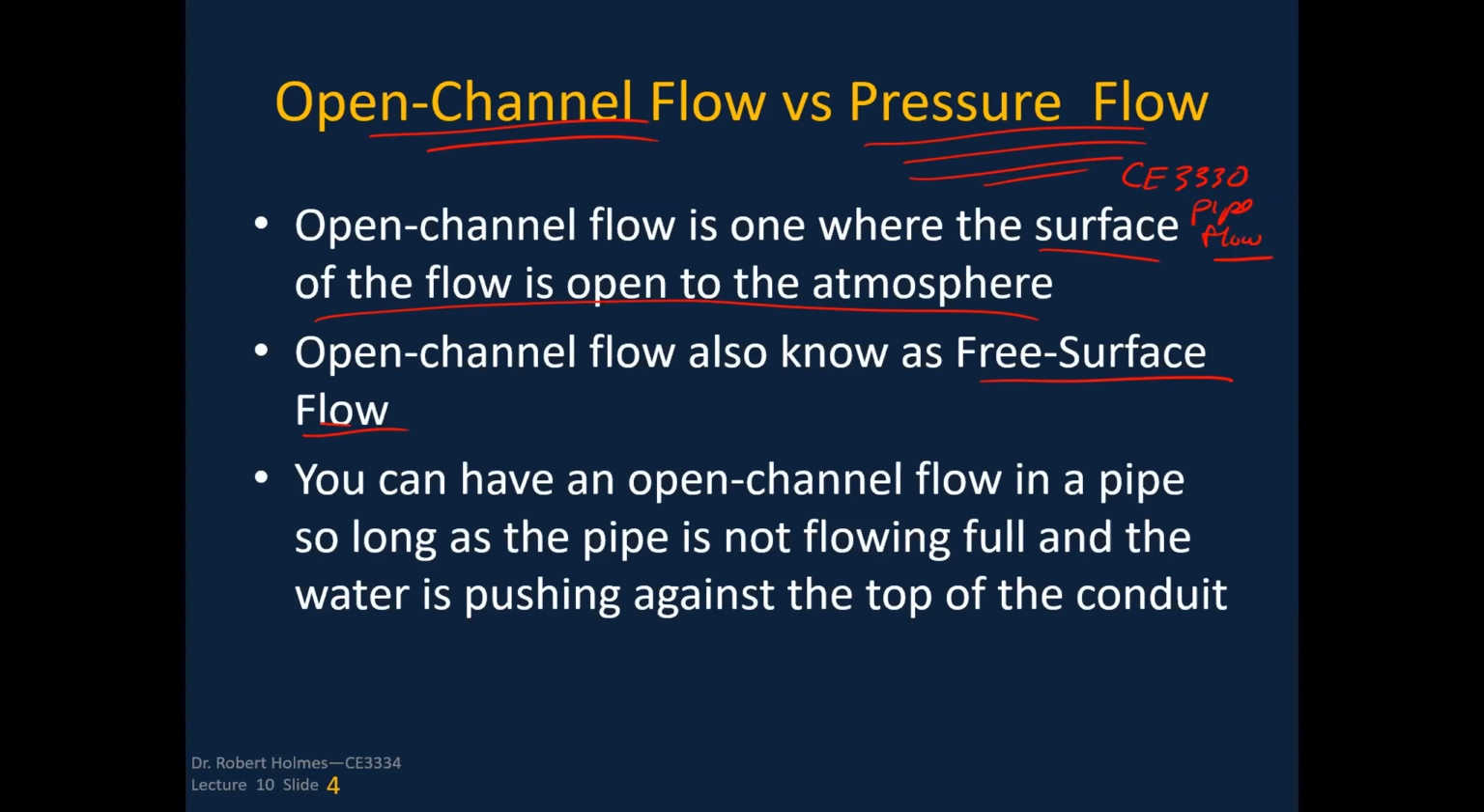Now, I want to make mention that in a pipe, you can actually have open channel flow. It's just that the surface of the flow has to be vented to the atmosphere. So if it's in contact with the top of the pipe, it can't be under pressure. It has to not be pushing up against the top of the pipe. It has to have atmospheric pressure at the top, or otherwise it's not an open channel flow. At times in sewer design, be that storm sewers or sanitary sewers, those function as an open channel, and you should be aware of that.